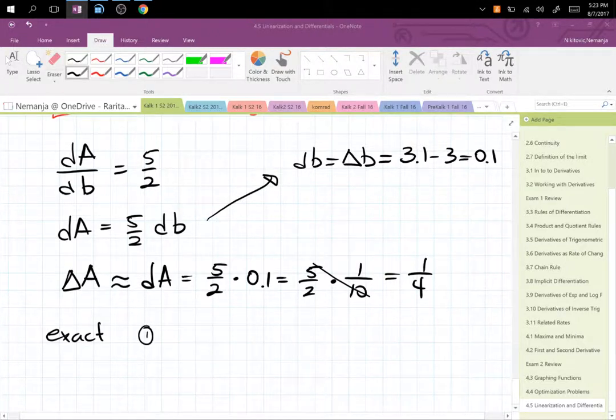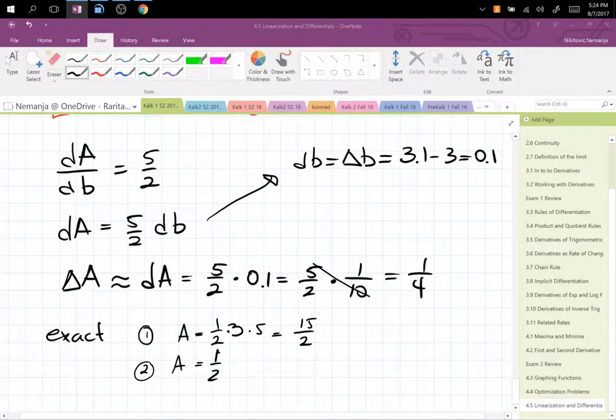Because State 1 was when you had the area be 1/2 base times height, which was 3 times 5. So you are working with 15/2. State 2 is 1/2 of 3.1 times 5. Now you see that there's this 3.1, and now we have to calculate with that. So that's 15.5 divided by 2. And now when you subtract these two, we get that the delta A is actually 1/2.